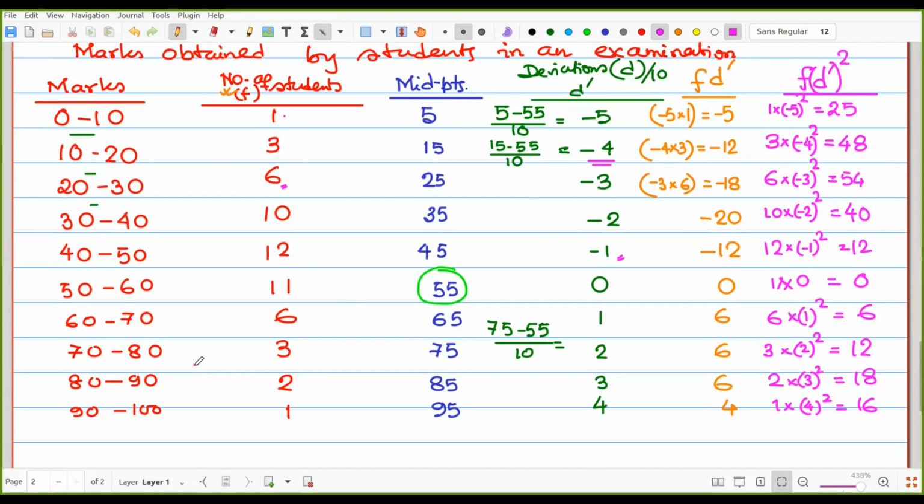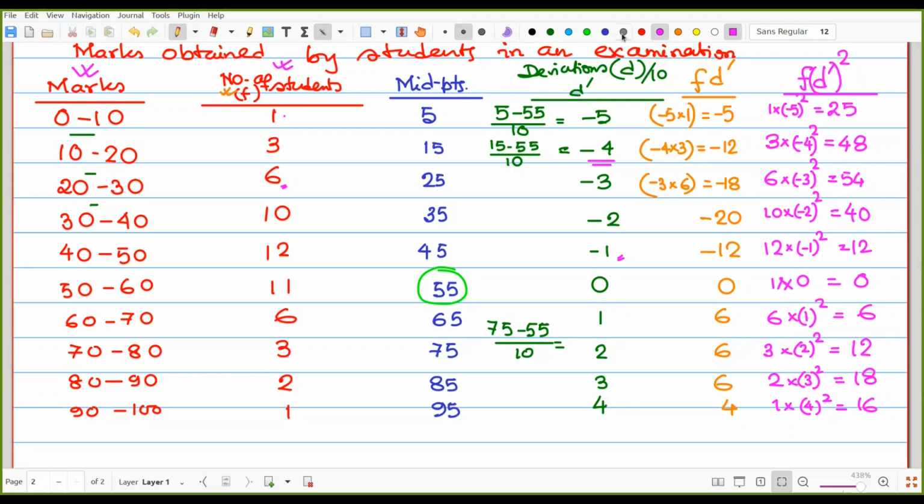Once again, whatever we have given in the first two columns, that means the marks and the number of students, the frequency. Then we have to find out the midpoints, then the deviation according to the range of the class. Then we have to find out the F multiplied with the deviations. Then we have to find out the frequency into the deviations square.